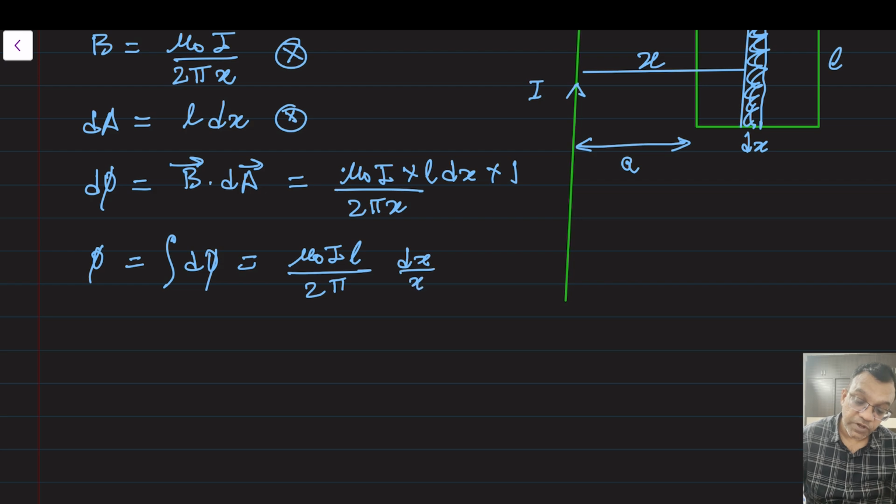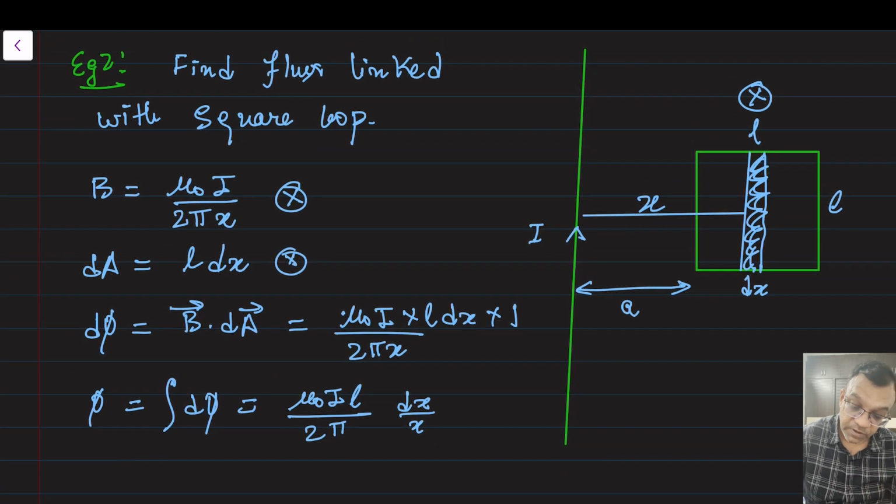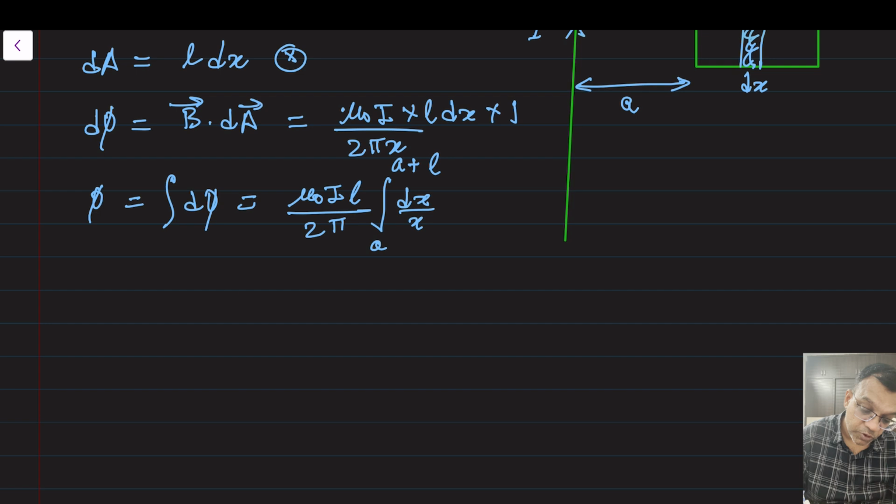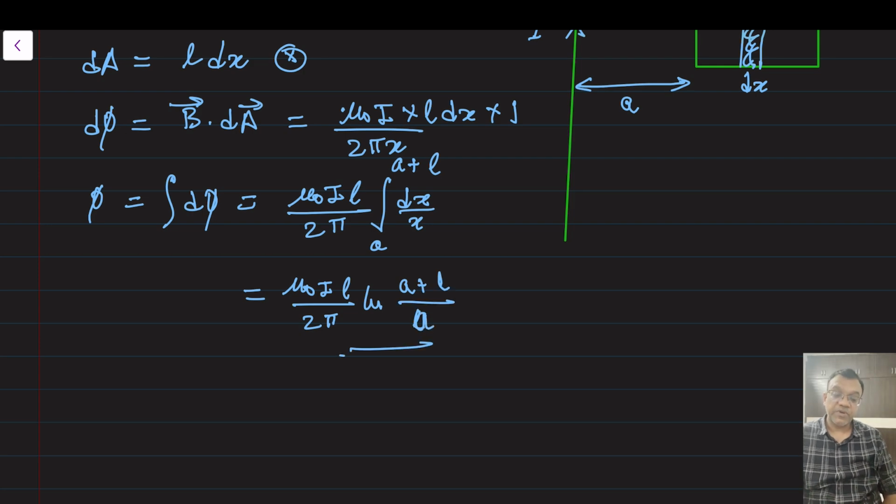Now x goes from where to where, so that the limit can be taken? The loop is starting from here to here. So x goes from A, x is equal to A here, to here, that is A plus L. So you are going to integrate this expression between A and A plus L, and you are going to have the expression mu naught I L upon 2 pi ln of (A plus L) upon A. This is the answer. This is the magnetic flux.